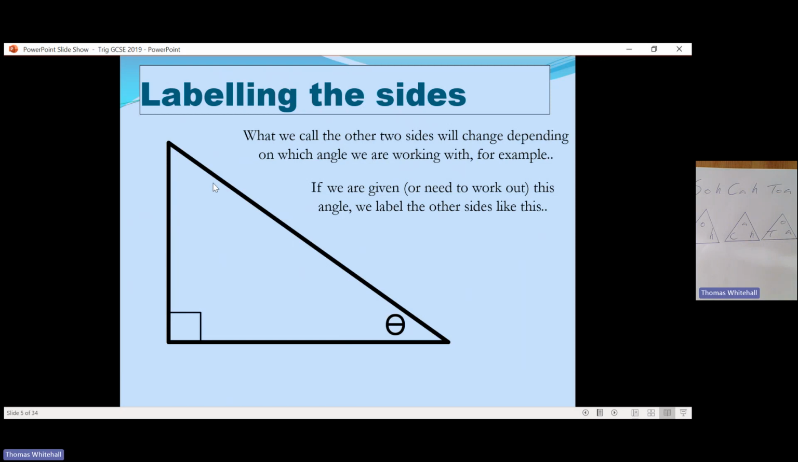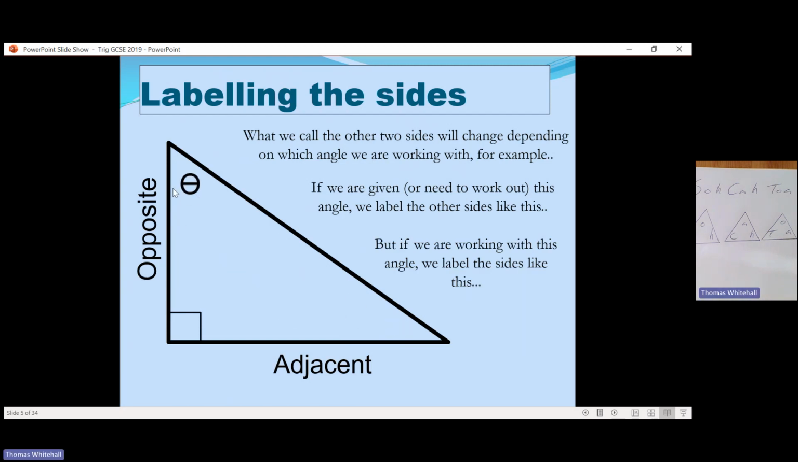We know this longest side is going to be the hypotenuse. It always is, okay? And we know that because it's the longest side of the triangle and it's opposite the right angle. So then that means now the opposite is opposite the angle that we're given, so opposite theta, and the adjacent is next to the angle that we're given. So in this case, it's next to theta, okay?